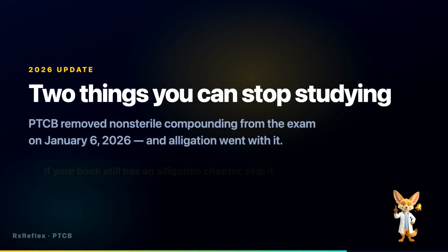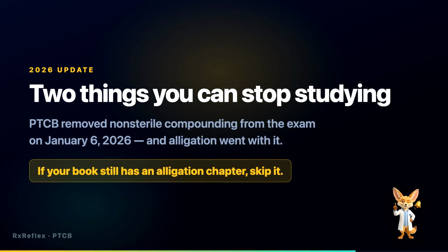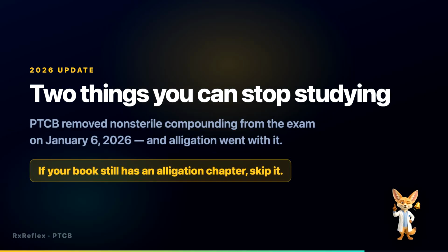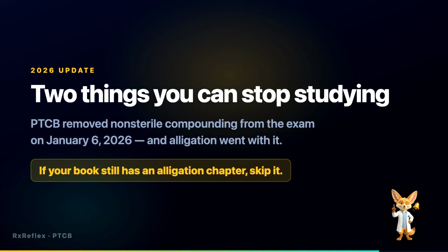One more thing, and this one saves you hours. On January 6, 2026, PTCB removed non-sterile compounding from the exam, and alligation went with it. Alligation is that tic-tac-toe box that generations of techs lost sleep over. It is not tested anymore. If your study book still has an alligation chapter, it was written for the old outline. Skip it and put that time into days supply instead.